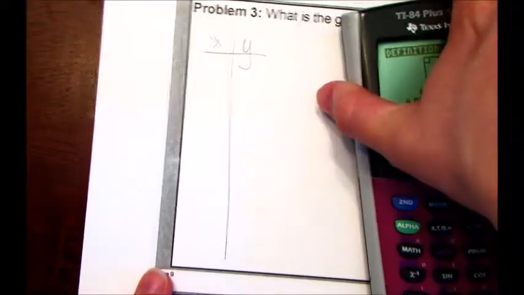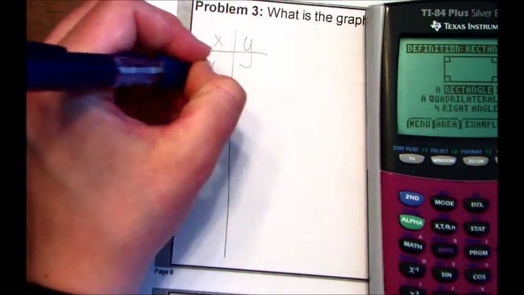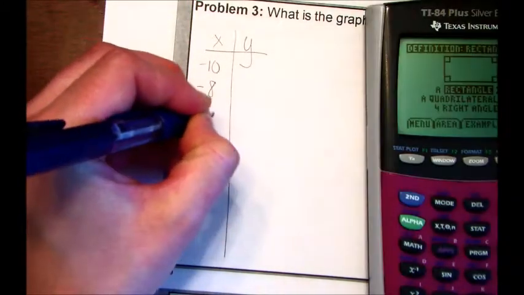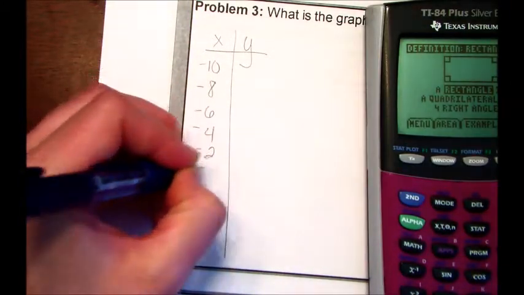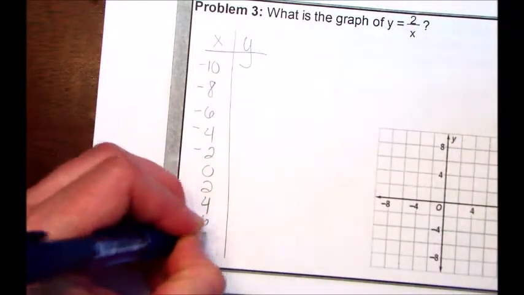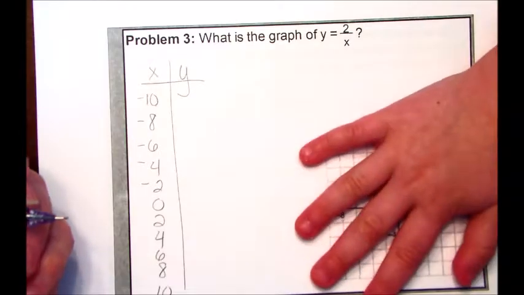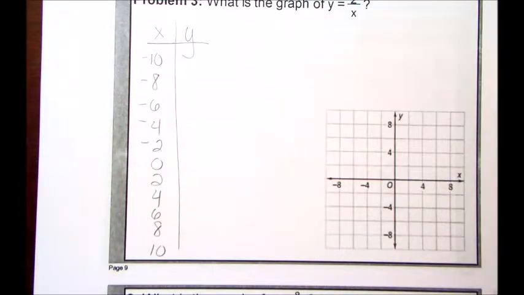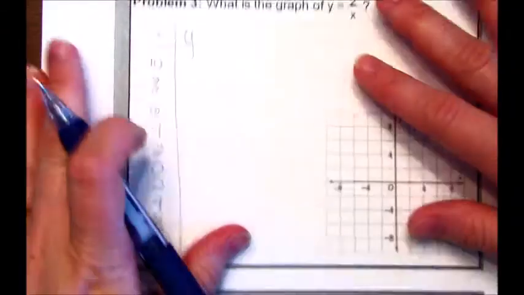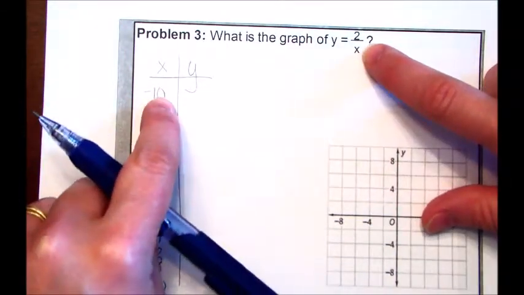The x's you need to pick are -10, -8, -6, -4, -2, 0, 2, 4, 6, 8, and 10. Now it's time to plug those numbers in. Can I see the calculator, please? Okay, I can do it in my head. So we're going to take these x's and put them in for right there.